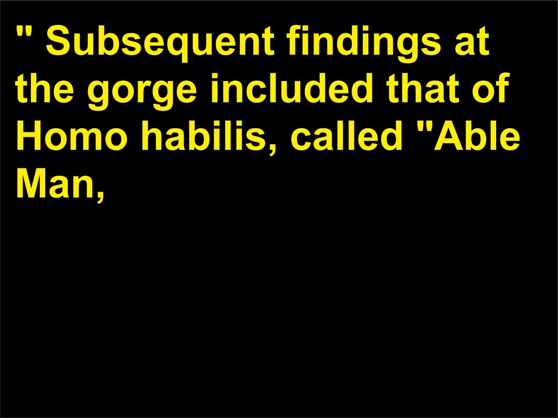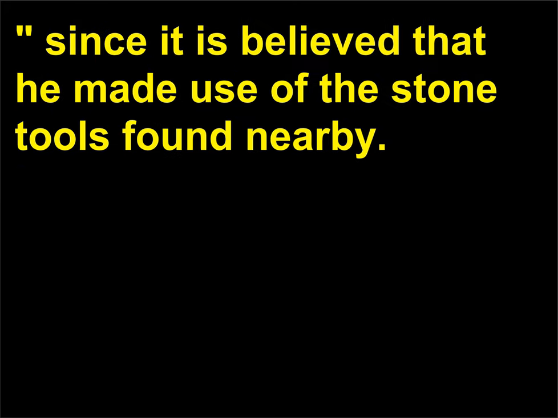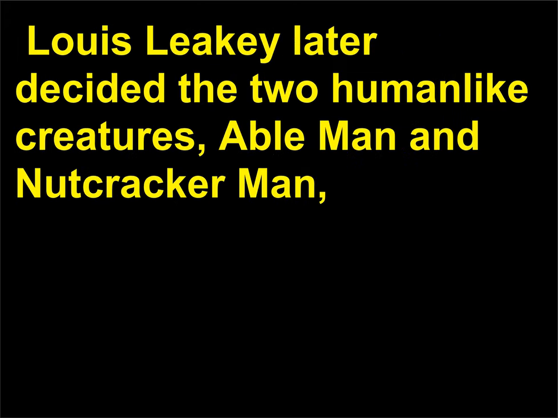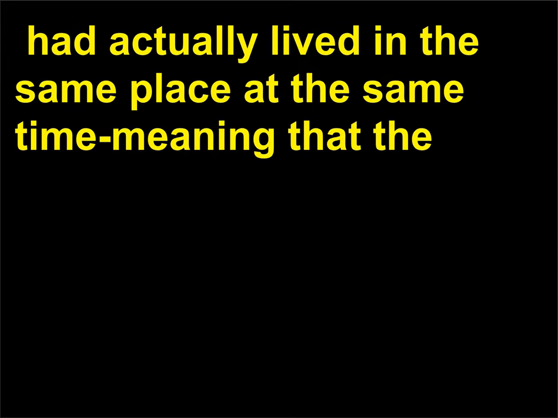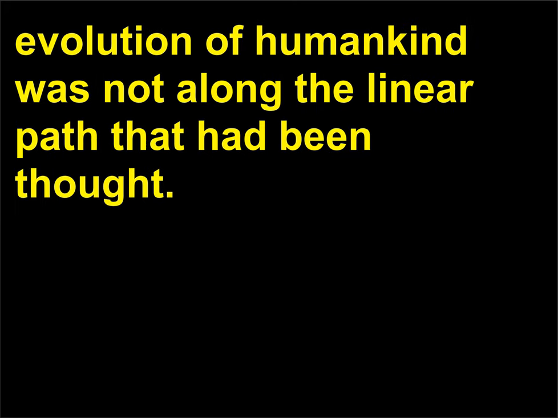Subsequent findings at the gorge included that of Homo habilis, called Able Man. Since it is believed that he made use of the stone tools found nearby, Louis Leakey later decided the two human-like creatures, Able Man and Nutcracker Man, had actually lived in the same place at the same time, meaning that the evolution of humankind was not along the linear path that had been thought.